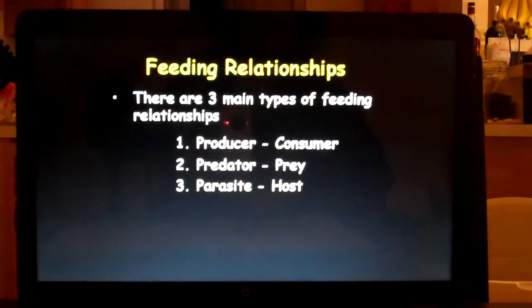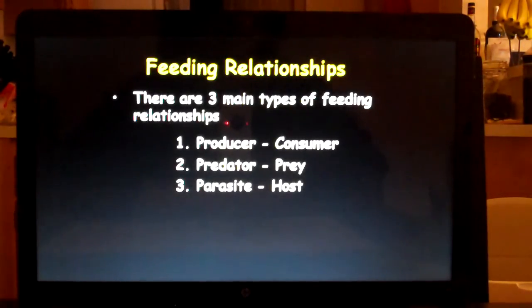There are three main types of feeding relationships, and I'm sure you've heard of some of them. Producer and consumer. So we have our plants which produce all of our sugars, and they are consumed by our herbivores. Our herbivores then are consumed by our predator-prey relationships usually, and those are then again consumed by a secondary or tertiary consumer.